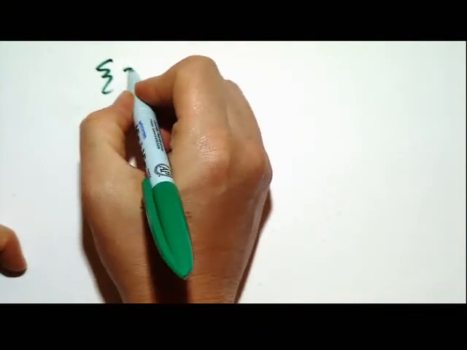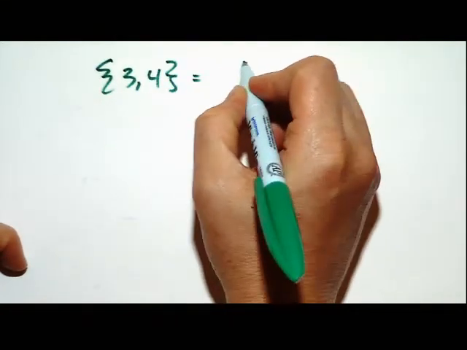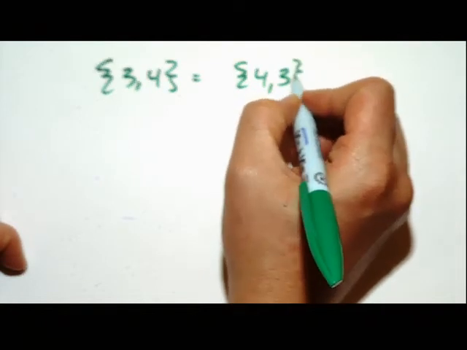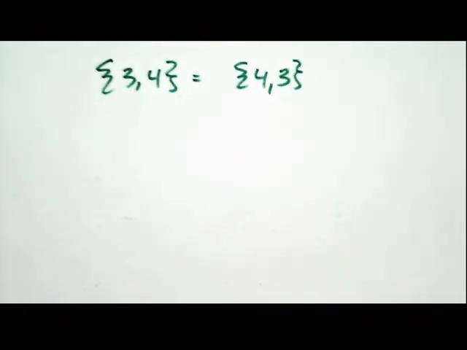Okay, so we can have sets as members of sets, and we can mix them up. We can have numbers and sets as subsets. Yes. Yes. So 3, 4 is the same as 4, 3.